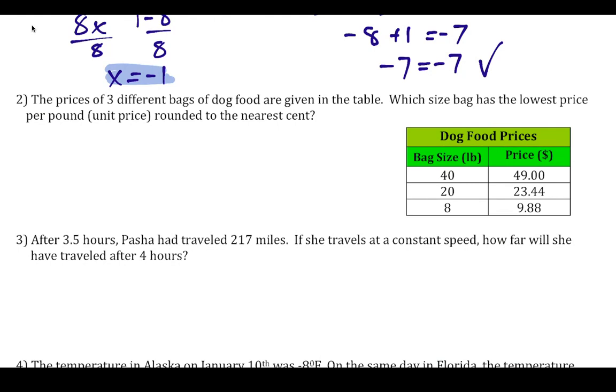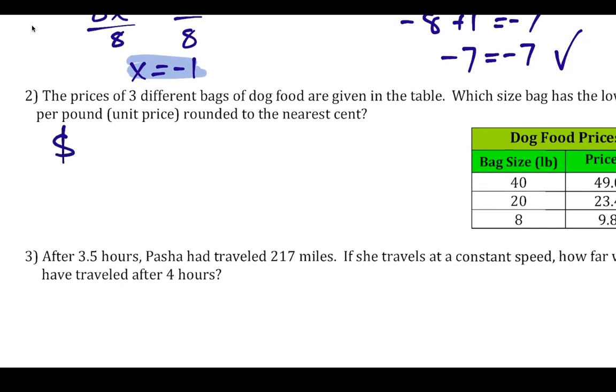The price of 3 different bags of dog food are given on the table. Which bag has the lowest price per pound? That's the unit rate or unit price. So what we're going to do is get out our trusty calculator, and I have mine right over here next to me. And I am going to divide. When I divide, I'm always going to do money, the dependent variable, divided by pounds, the independent variable.